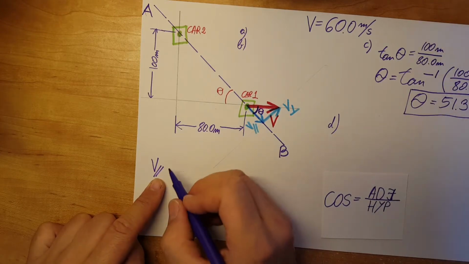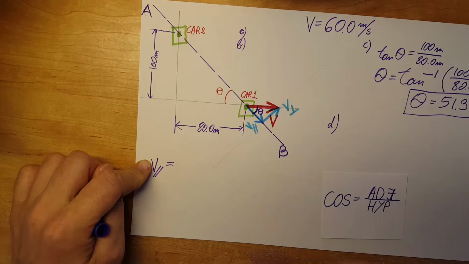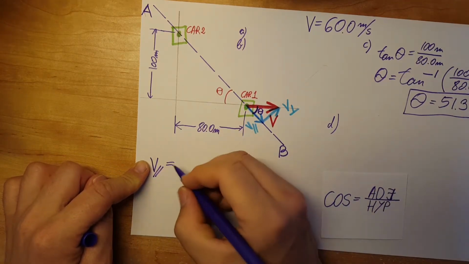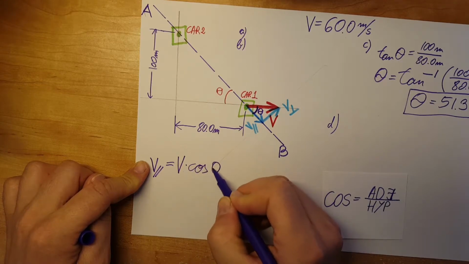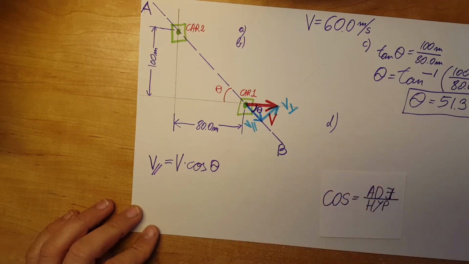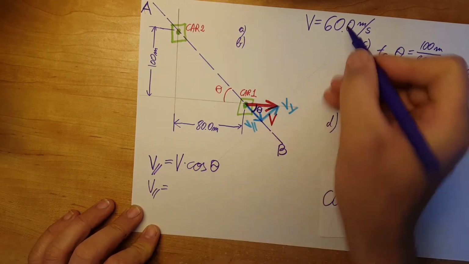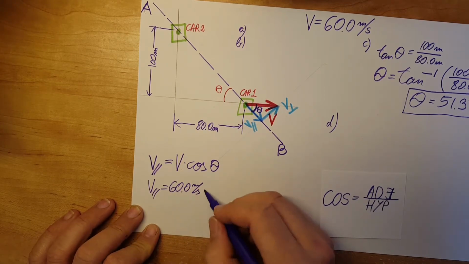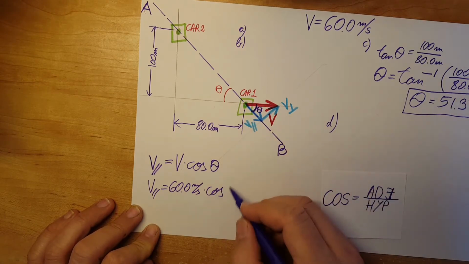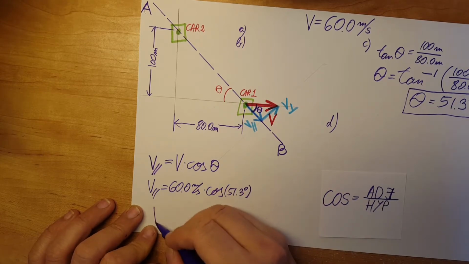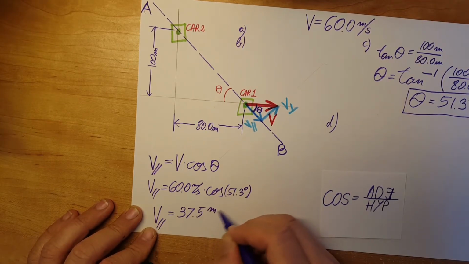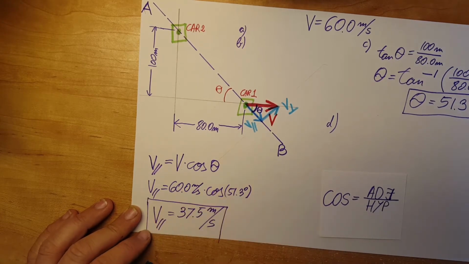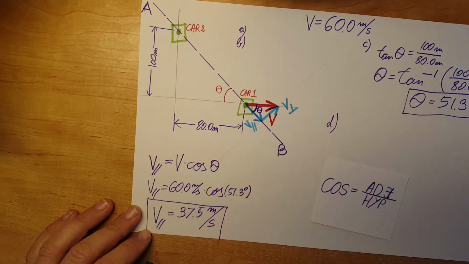Instead of adjacent over hypotenuse, I'm going to write V parallel equals my actual V times cosine of theta. Now we can go ahead and start plugging our values in. V parallel equals V is given, 60 meters per second, times the cosine of the theta, which we found right here, 51.3 degrees. From here with a calculator we can find that V parallel will be 37.5 meters per second. There you go. This is our trig function that helps us find V parallel, and that's this component, and its actual value is down here.